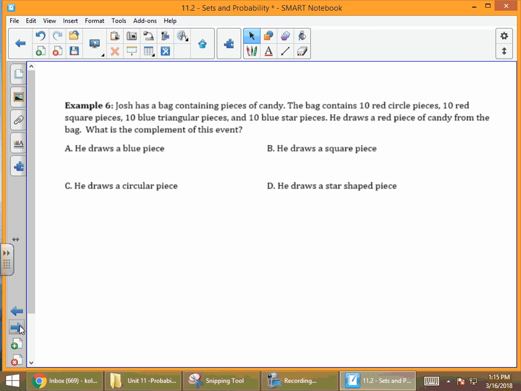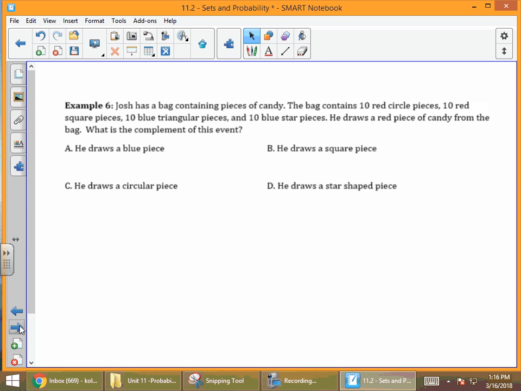Number 6. Hey, Josh, there's your name up there. So number 6, this is a multiple choice one. Don't let it fool you here. It fooled me earlier. Josh has a bag containing pieces of candy. The bag contains 6 red circle pieces, 10 red square pieces, 10 blue triangular pieces, and 10 blue star pieces. He draws a red piece of candy from the bag. What is the complement of this event?